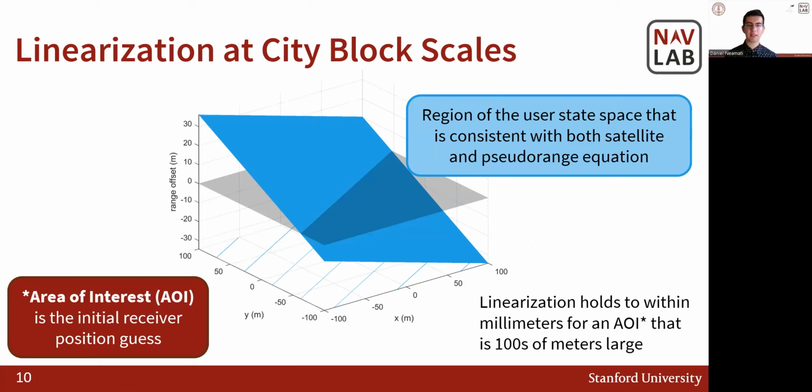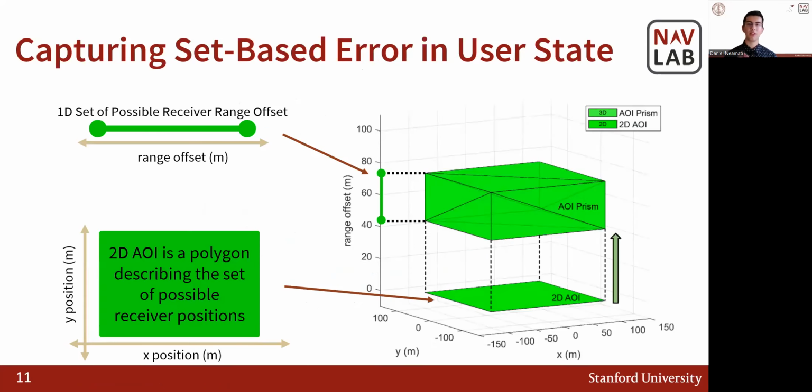So this plane basically says where in the user's higher dimensional state space, so this 4-dimensional state space, the satellite and pseudorange are consistent with the user state. So this is this blue plane. Now we can assess the user state. Where could they possibly be in this higher dimensional state space?